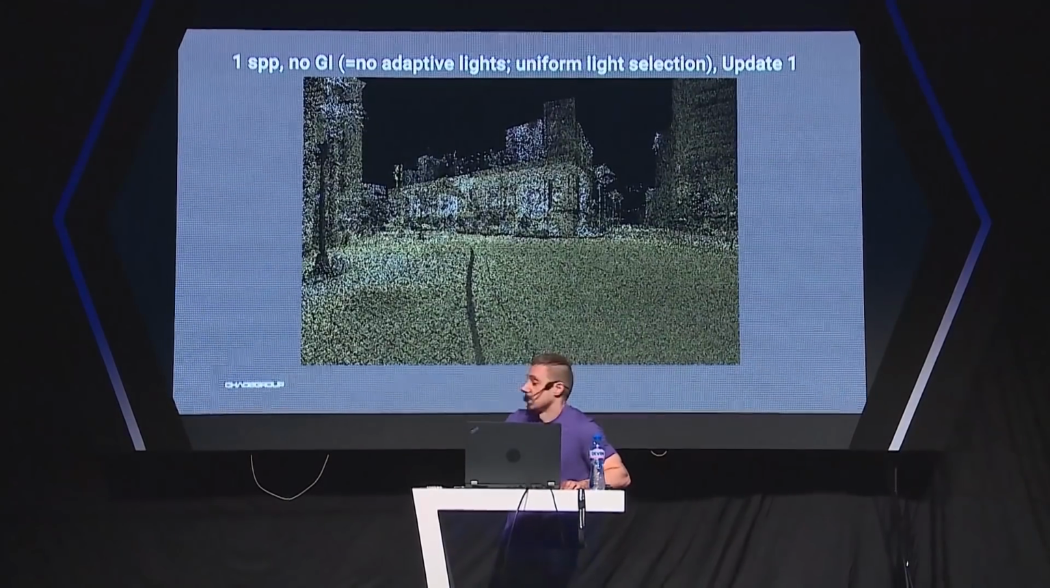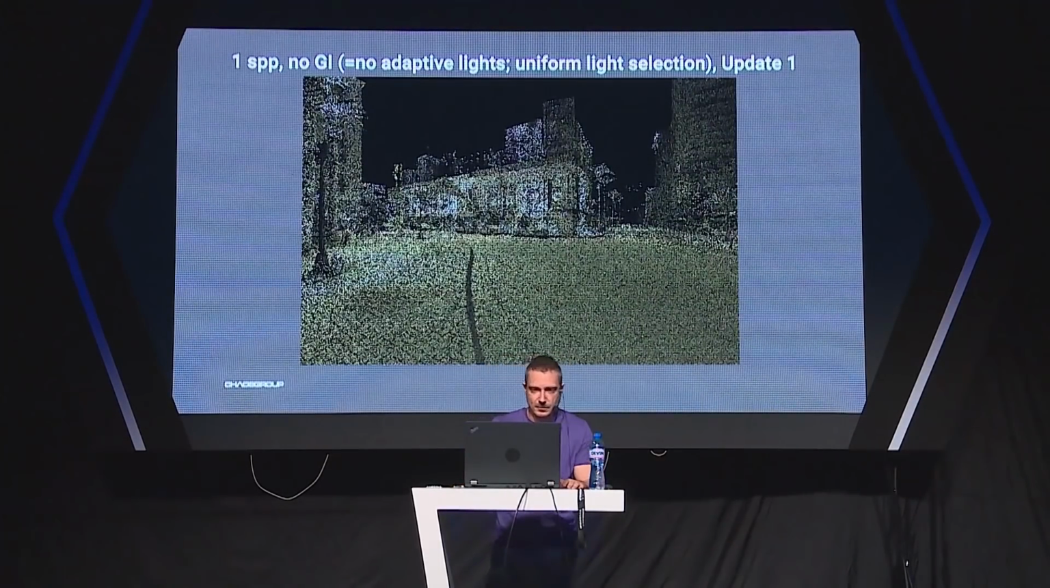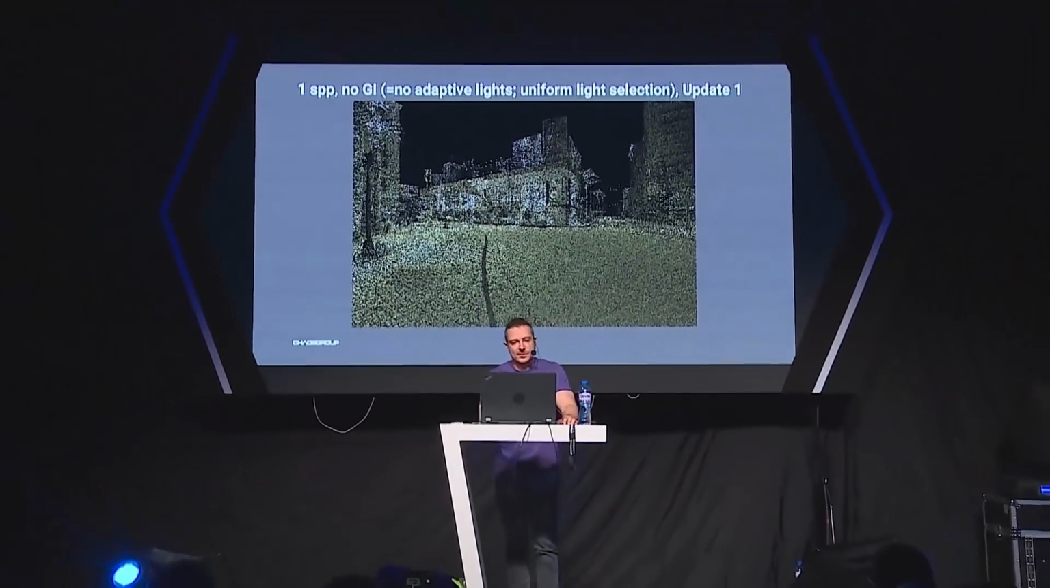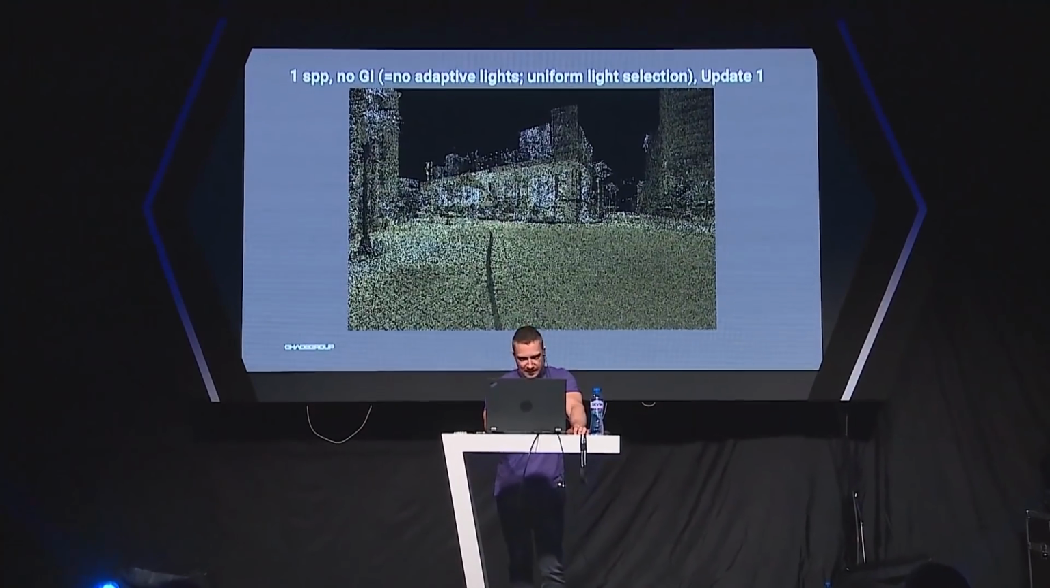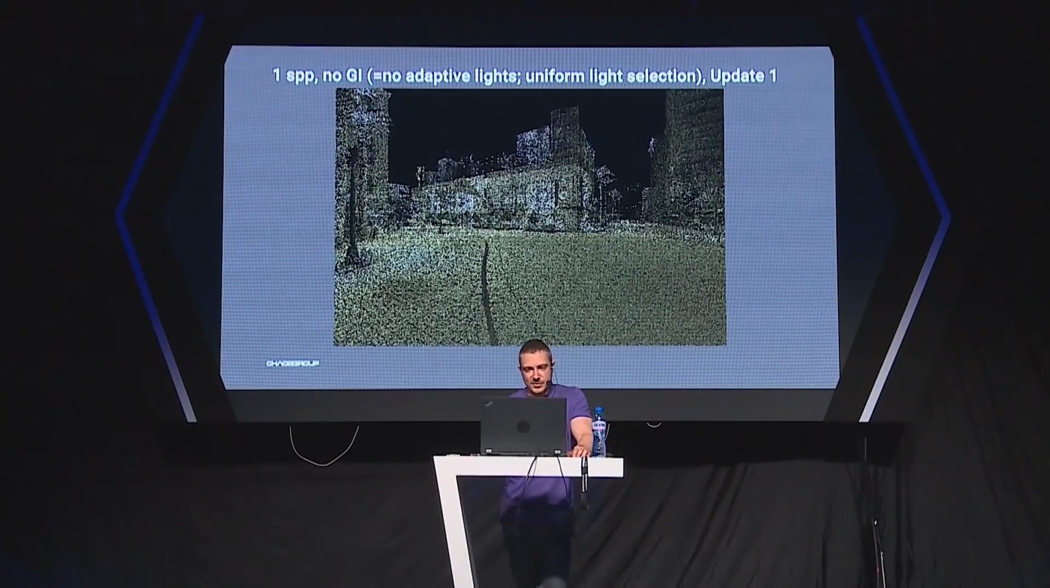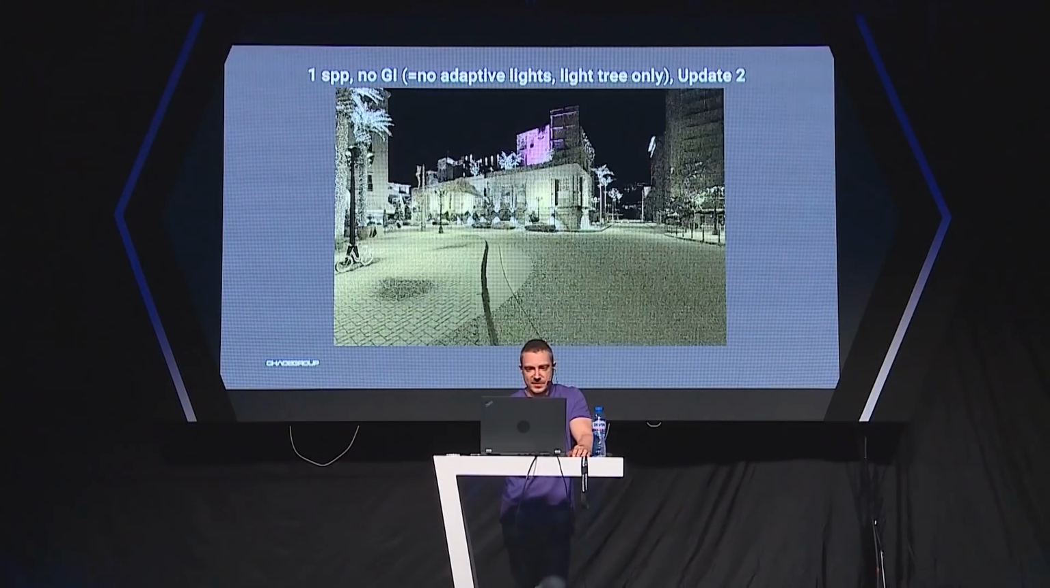So this render here is what you would get with V-Ray Next update 1 if you don't have any GI, so there are no adaptive lights, and you do just one sample per pixel. So no adaptive image sampling at all. And it's quite noisy, but the noise is uniform across the image. This is what we get with the light tree with update 2. And again, this is just one sample per pixel, again, no GI. So this is only the direct illumination. We don't have the adaptive lights, but we use the light tree to pick which light source to evaluate. As you can see, there's quite a bit of a difference.